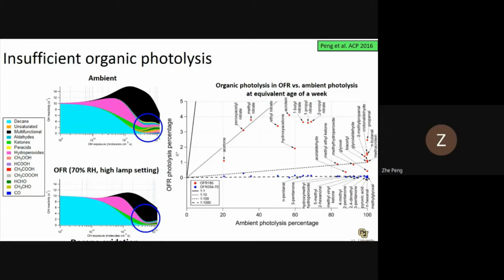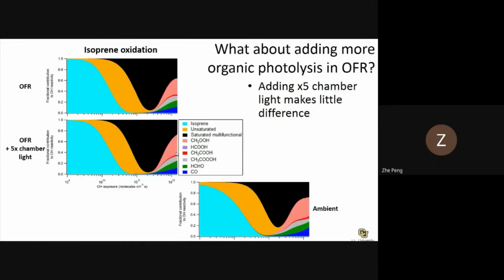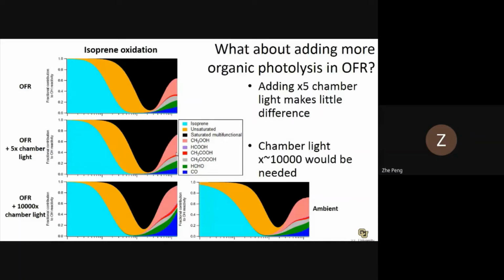We can modify the lights, but as I show here, it's very hard to make up the ambient photolysis OFR really needs experimentally, because in OFR, the photochemical age is very, very high. For example, days or weeks, and the residence time of OFR is just minutes. So you really can't do ambient photolysis for days or weeks just during a time of 3 or 5 minutes in the lab. It's almost impossible.